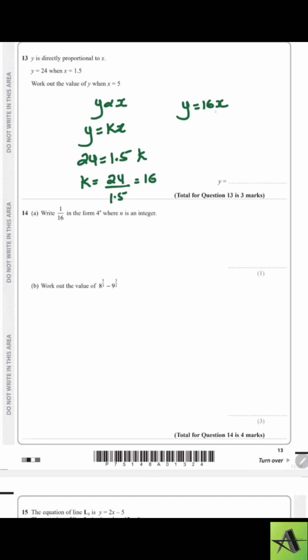So plug in the value of x. So y is equal to 16 into 5, which is 80. Finally, y is 80.